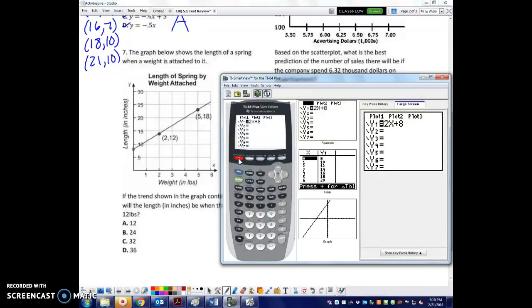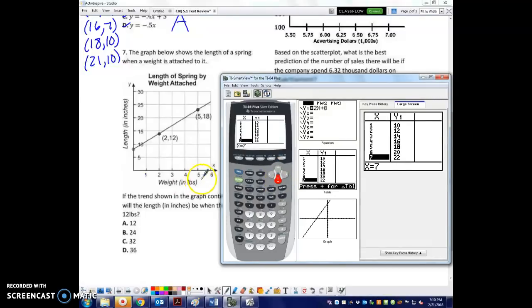Okay, we found that equation, and then you can go type it in y equals if you want to, but we know the step. Go to your table. We need to find when this is the x, right? So 12 and 32.